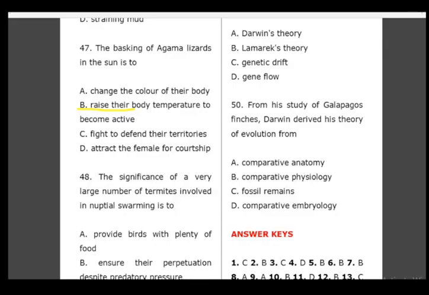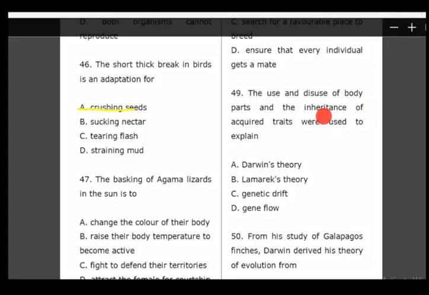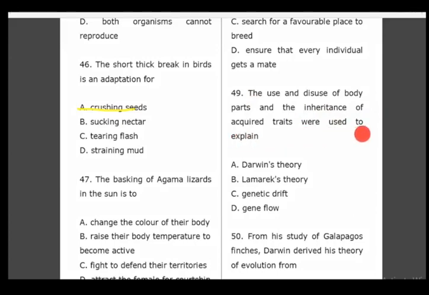And then we have question 49. The use and disuse of body parts and the inheritance of acquired traits were used to explain Darwin's theory, Lamarck's theory, genetic drift, and gene flow. Now, those were the theories that were postulated by Lamarck before Darwin came into the picture. So he was the one that started the theory of use and disuse of body parts as well as inheritance of acquired traits when we talk about evolution. So it is the theory of Lamarck that actually brought about the use and disuse of body parts as well as the inheritance of acquired traits.